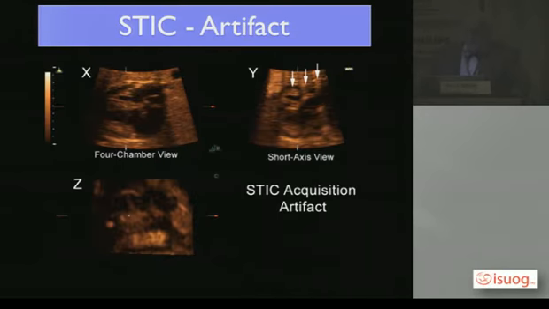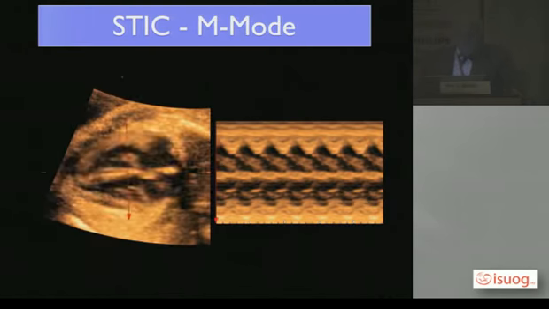Now, this acquisition has artifact because of fetal breathing or maternal breathing, and so we see the interruptions right here, and therefore this image becomes less easy to interpret because of the artifact from movement. As mentioned earlier in one of the other sessions, one of the difficulties with stick is maternal breathing or fetal movement. If we don't have those, then we have a very nice image data set to examine.